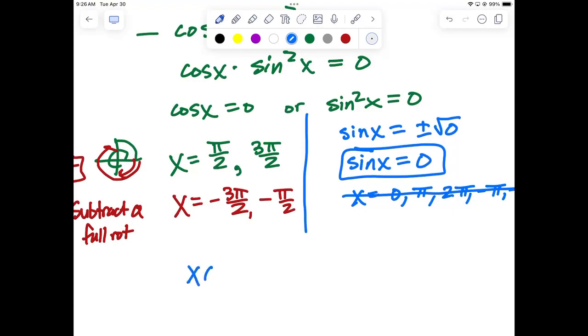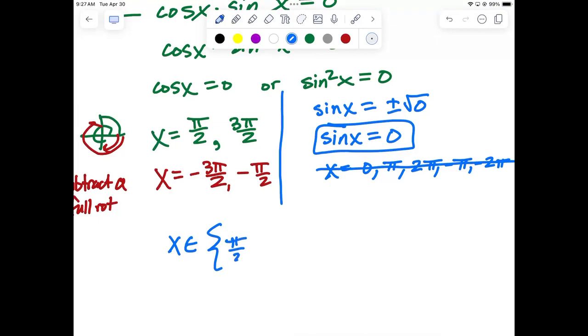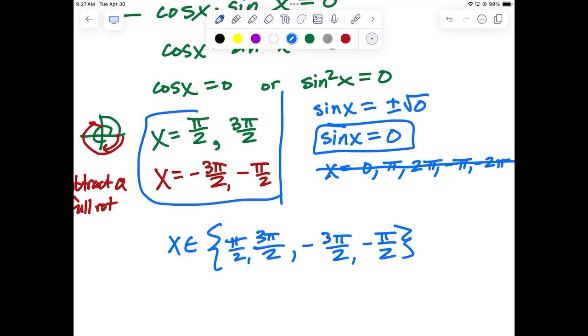If you want to write your solution set, you can do old algebra 2 style, x epsilon, pi halves, 3 pi halves, negative 3 pi halves, and negative pi halves. I'm okay if you just leave them listed like this too. Either way. The bottom one is a fancy one. It's the solution set, the set of solutions. But x equals, and that's fine, as long as you have x equals.